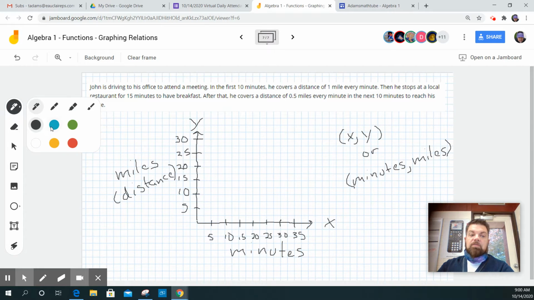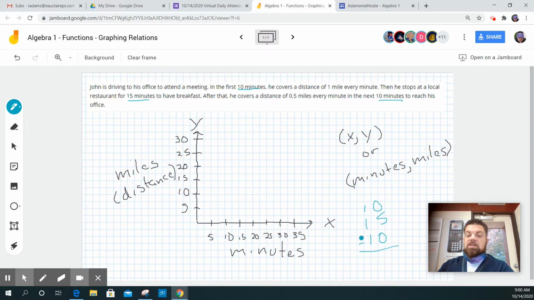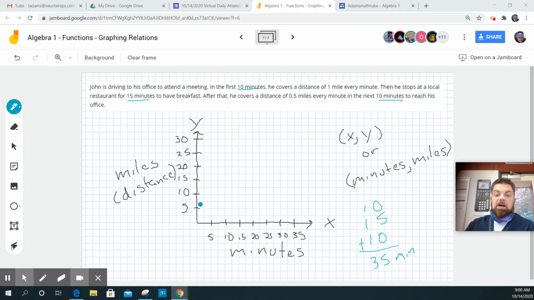The first thing I want to recognize is that he's traveling for 10 minutes, right? Then he has breakfast for 15 minutes. And then he travels for 10 more minutes, and then he gets to his office. So he's on the road 10 plus 15 plus 10 minutes. So he's on the road for a total of 35 minutes. Okay. So that's important.